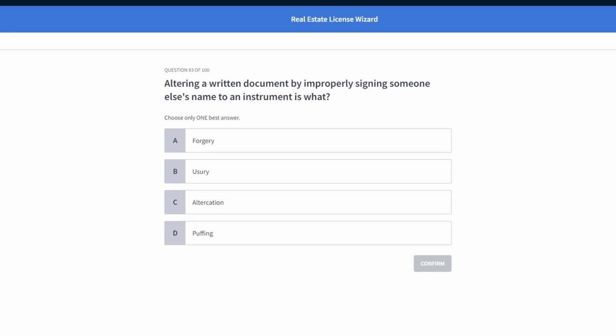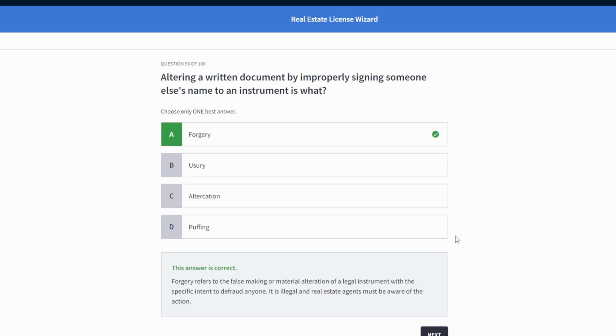Alrighty, altering a written document. That is going to be A, forgery. Forgery refers to the false making or material alteration of a legal instrument with the specific intent to defraud someone or anyone. It is illegal and real estate agents must be aware of the action.